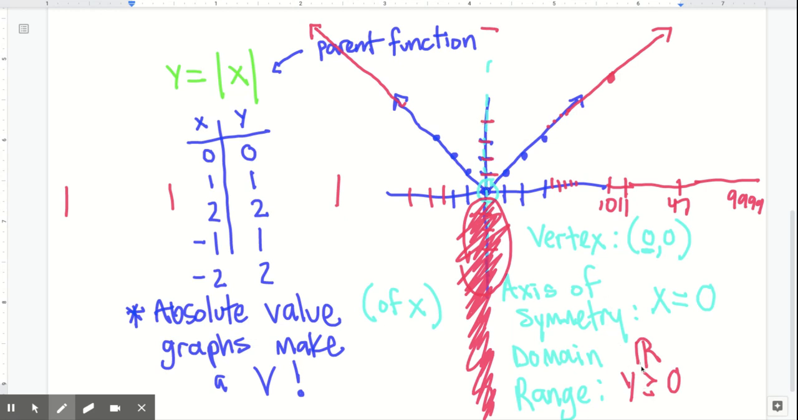We will practice this some more in the second part of the video, but practicing domain and range is important, and it's not that bad once you learn how it works.